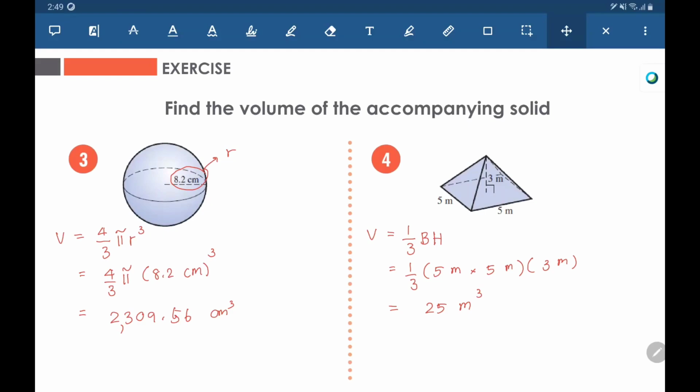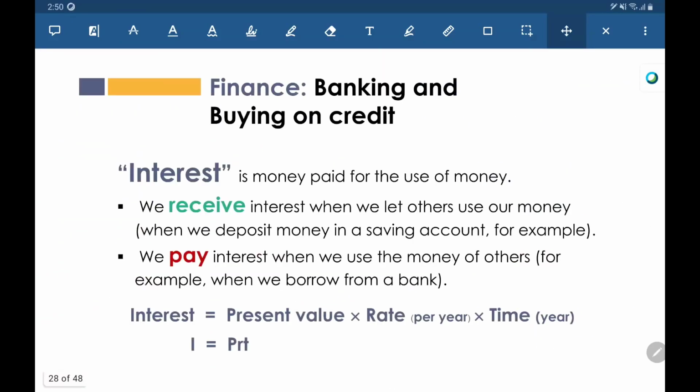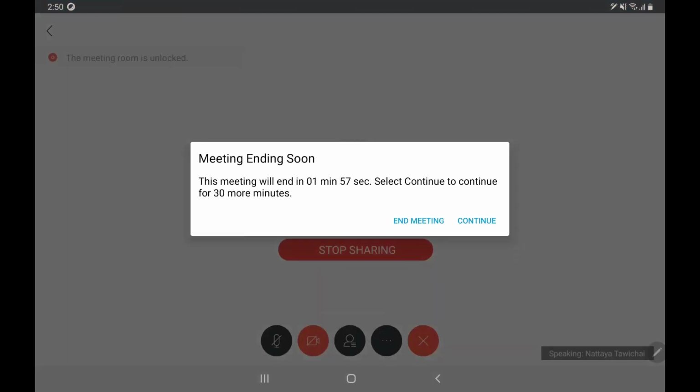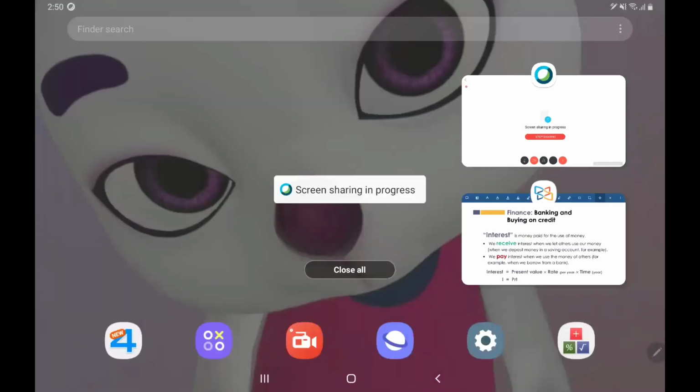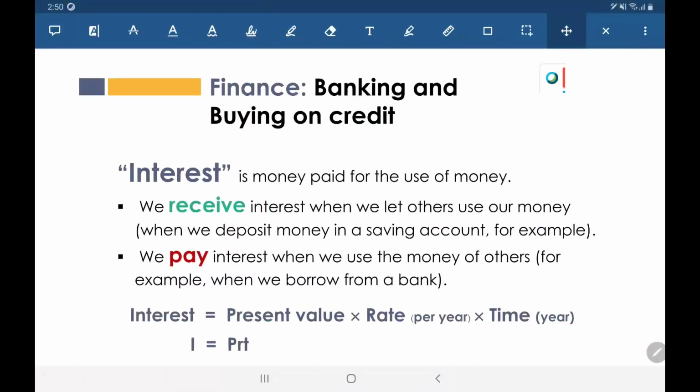Next topic is about money. When you want to buy something, but you don't have enough money, what should you do? You may say, oh, Ajahn, we can ask for money from our parents. Yes, but sometimes you need a big amount of money. You have to borrow from the bank or from someone else. What should we do? So we are going to talk about this topic in the next part.